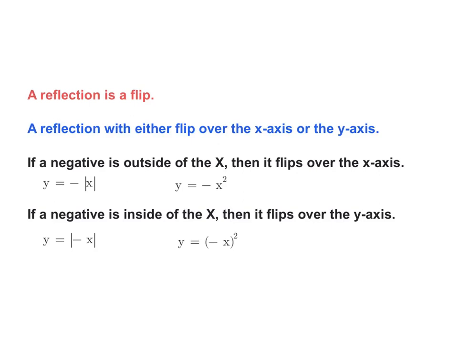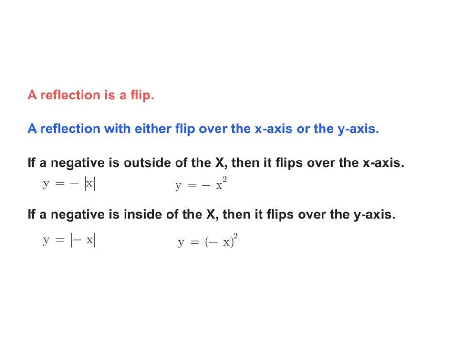That's reflections. So we've looked at repositioning the parent function, sliding it. We've looked at flipping it. Now we're going to look at changing its size. Okay. The shape itself will still be the same. Absolute value function will always be a v. It just might be a wider v or a skinnier v. A quadratic function will always be a parabola. Same thing. It might just be wider or skinnier.